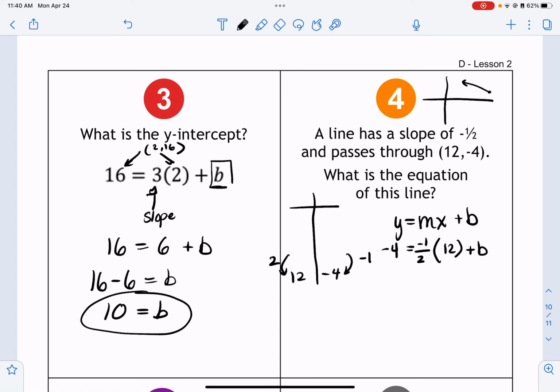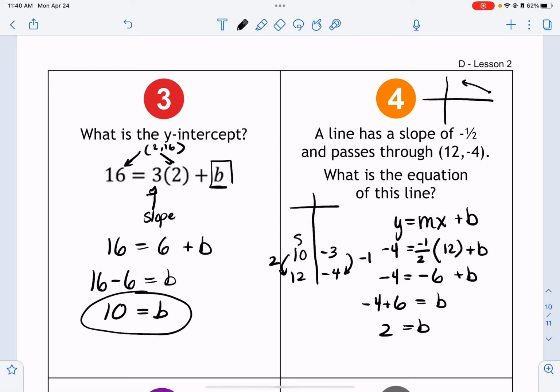And look, now we are just doing the same as question 3, right? So what's -1/2 of 12? That is -6. We can move -6 to the other side where it becomes positive. And 2 is your y-intercept. Easy as that.